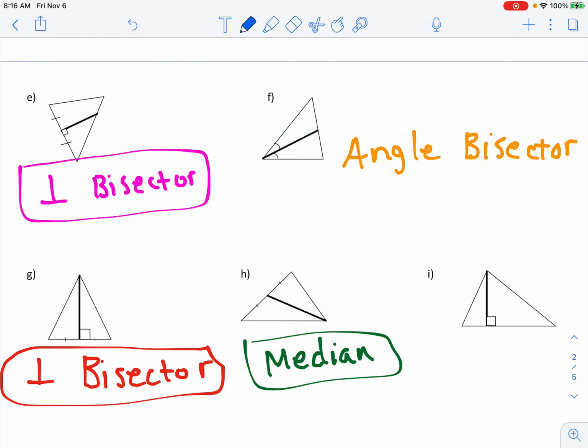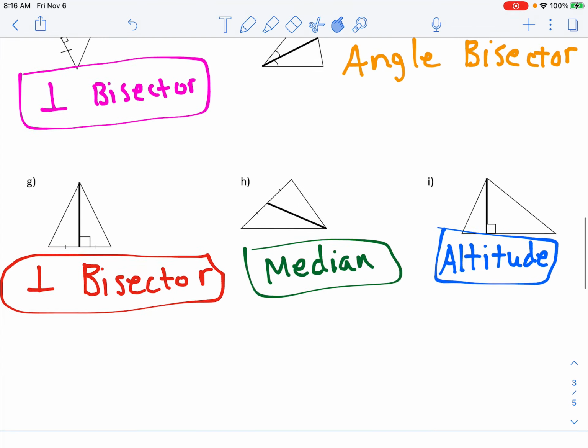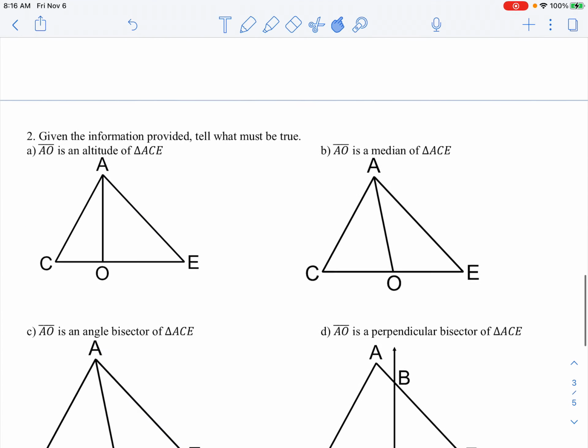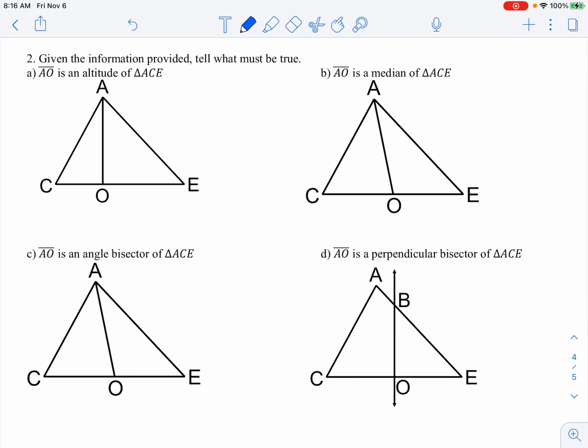And now letter I. Letter I we haven't done yet. It only forms a 90, and that's all it does. If it only forms a 90 and nothing else, we call it an altitude. All right, so we're basing it on the markings in the picture. We don't put our own markings in yet if they give us the picture. All right, now let's fill out our picture based on what we have, and then let's state what is true.